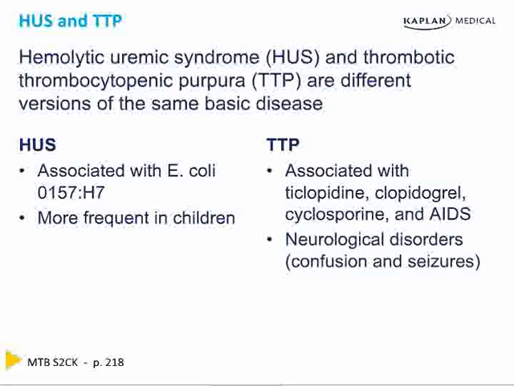The main difference between TTP and HUS is that TTP is associated more often with neurological disorders such as confusion and seizures, and fever, and is more common in adults. However, I'd like to emphasize the smear is identical between both of them. The low platelets are identical, and the renal insufficiency is identical.